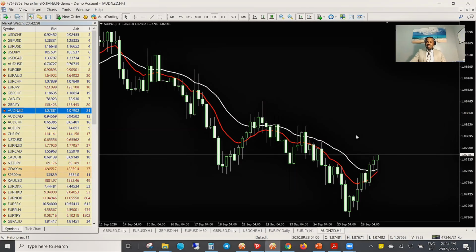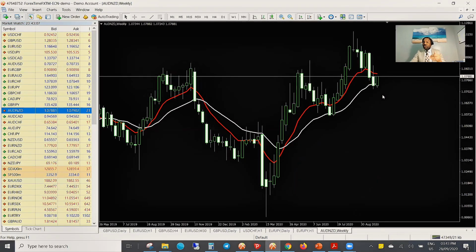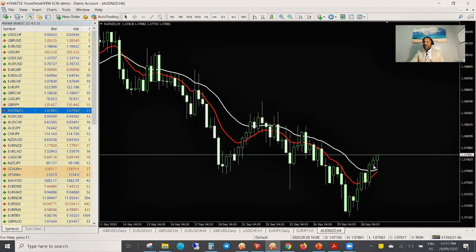So in this case, I'm trading on H4. I'm waiting for it to cross so I can buy, but I've already seen on W1 that it is already an uptrend. So I'm waiting for this to cross up. If it crosses upward, I'm going to buy. Is that okay? All right.